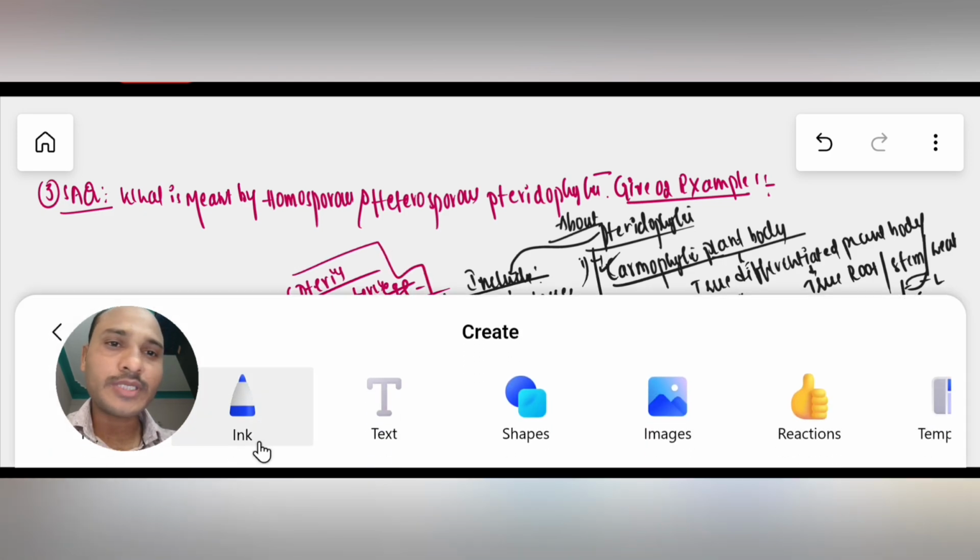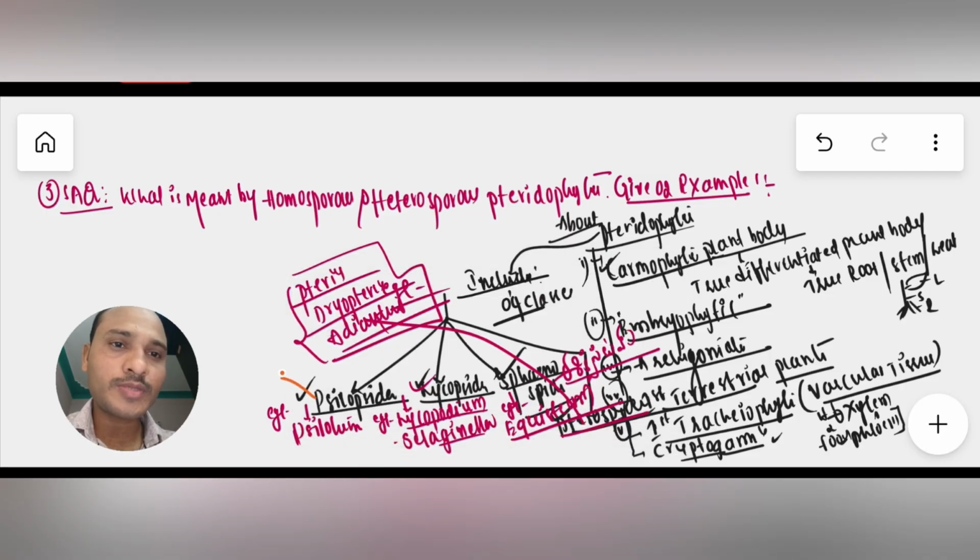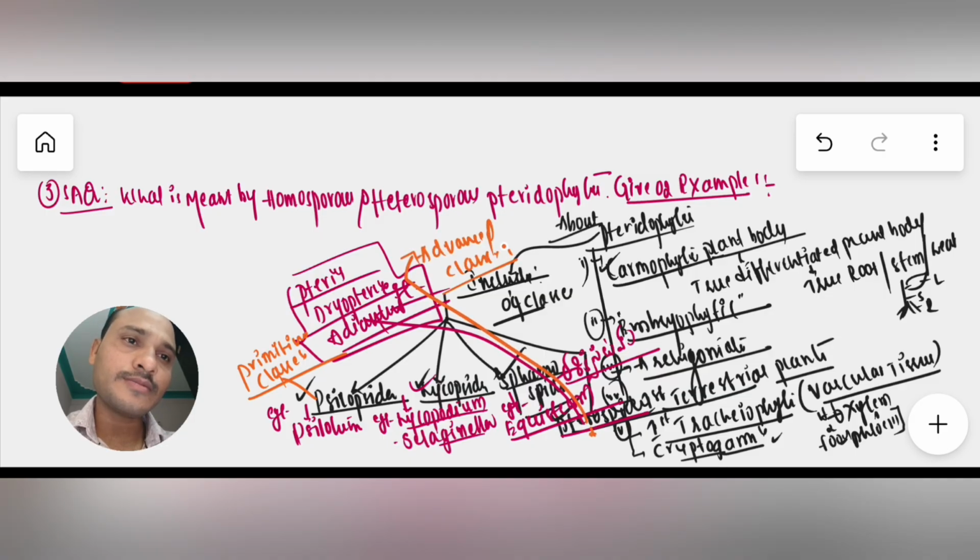One more important point you need to remember: among these four classes, Psilopsida is the primitive class in pteridophytes. But Pteropsida, the last, fourth one, is the advanced class in pteridophytes. Hence, the Pteropsida plant group is commonly known as fern plants. These are all introduction, no need to write.